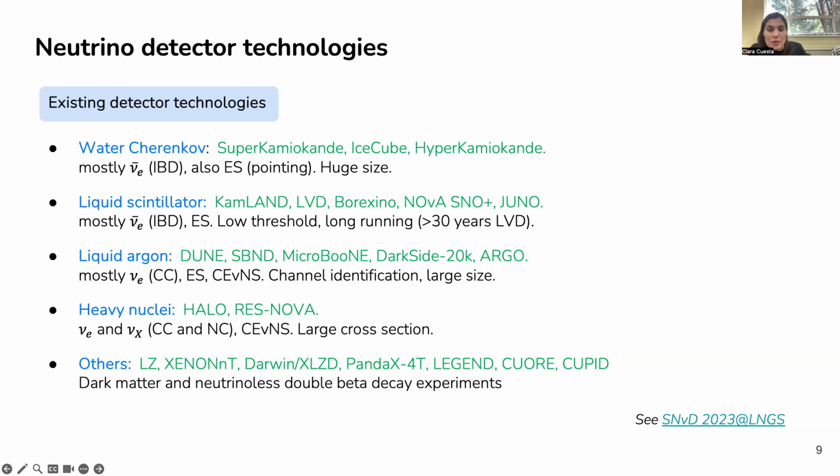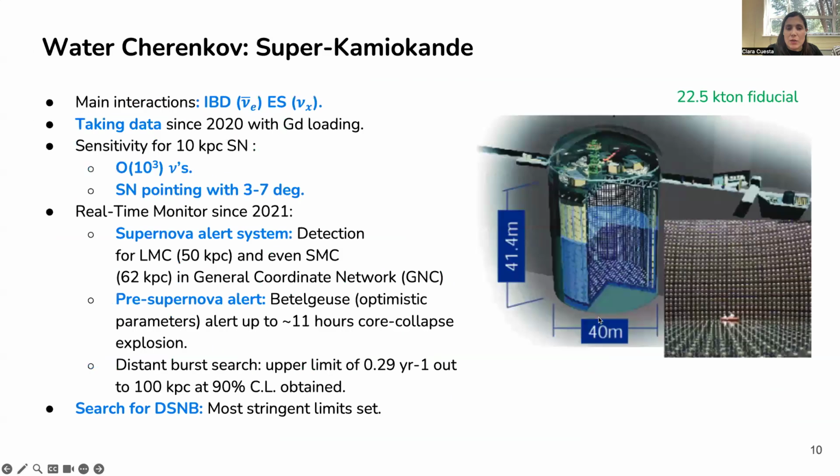Finally, there are other experiments devoted to dark matter or neutrinoless double beta decay searches that are sensitive to supernova neutrinos. I will briefly talk about some of these experiments, but if you want to find more information about them or the ones that I don't have time to talk about, you can check, for instance, the presentation at this conference that was very complete.